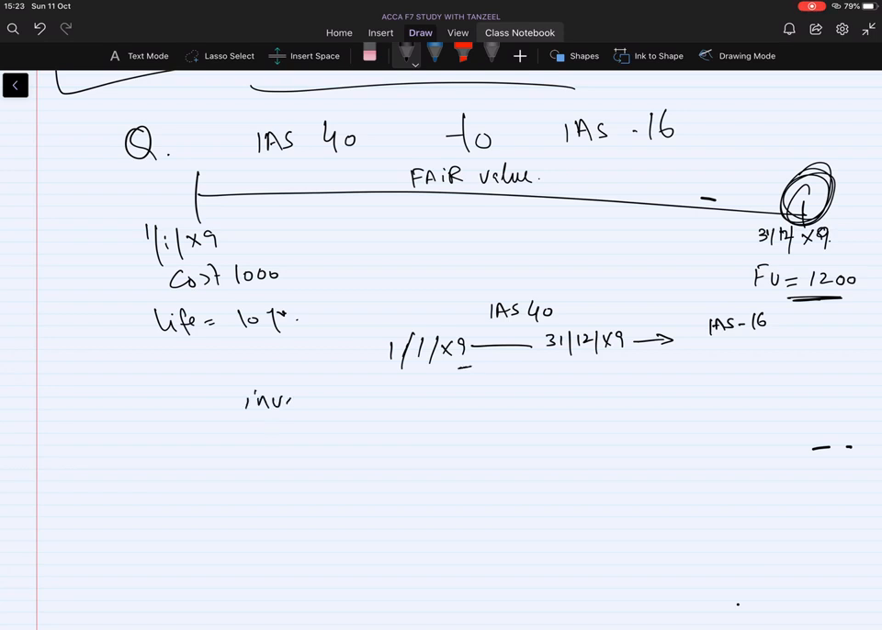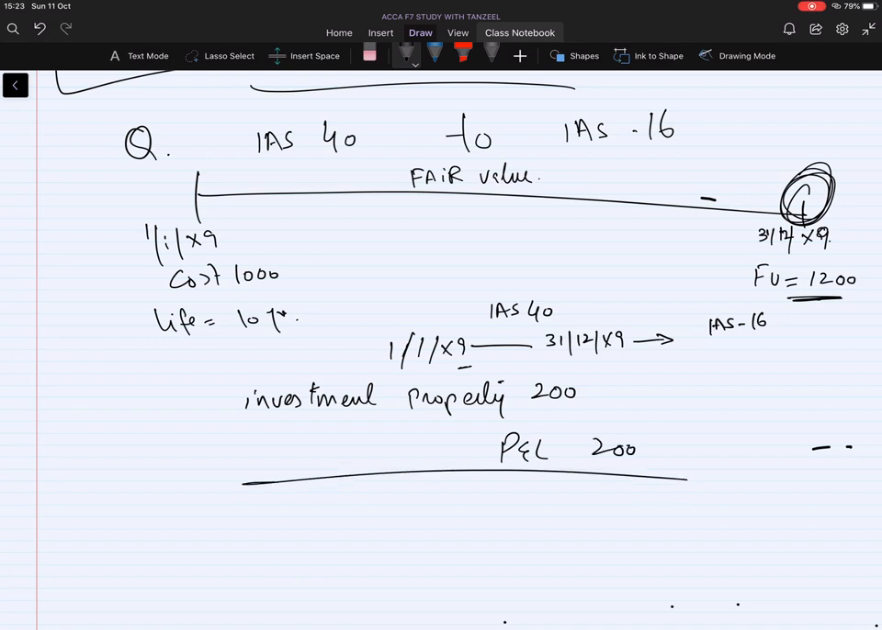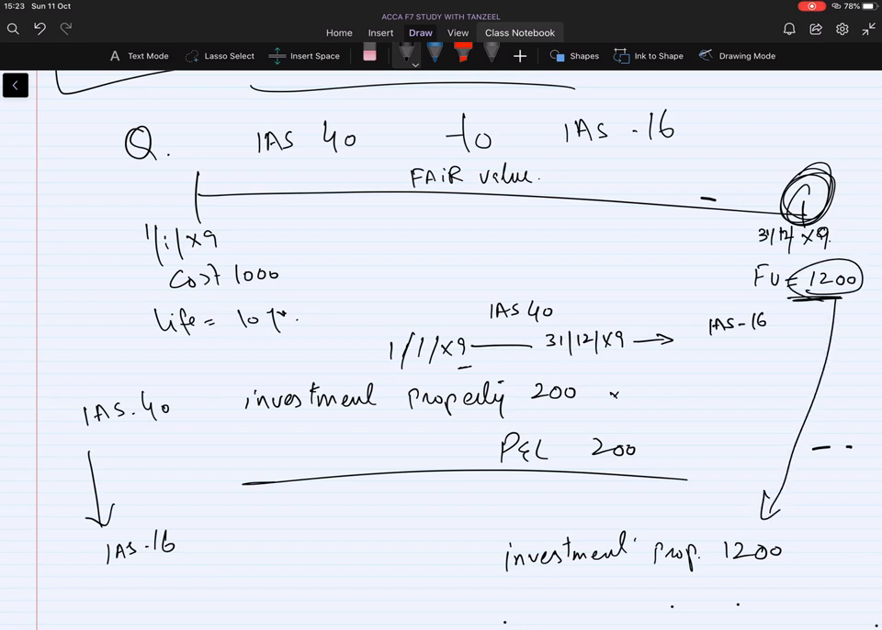The previous standard was investment property. Previously it was 1000, now increased by 200, revalued by 200, and all the changes go to profit and loss, so credit profit and loss. This is IAS 40. Now we are changing to IAS 16. We will de-recognize this investment property, credited 1200, because we are not going to use investment property now. Now we will debit PPE, which is IAS 16 PPE, 1200. So this is the way we switch.